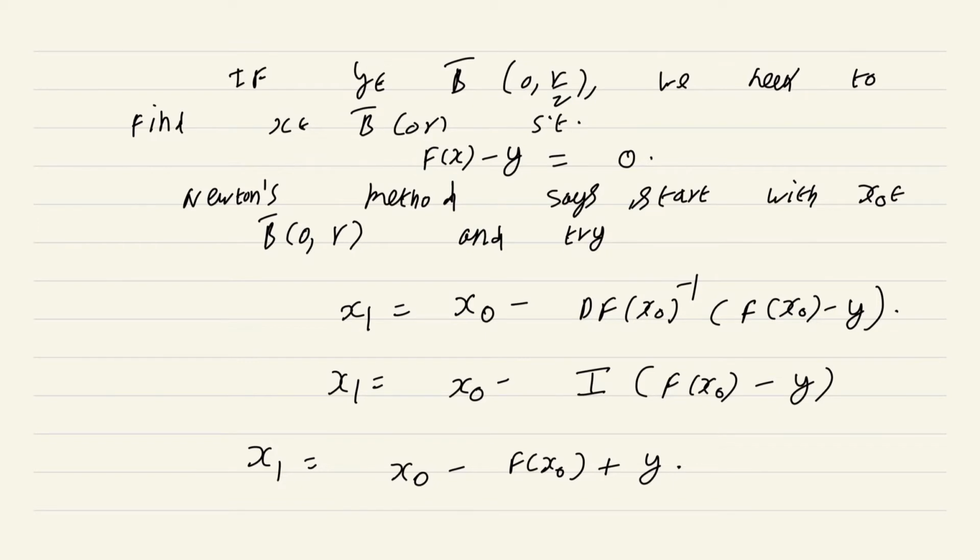Now what we are going to do is turn this inspiration into a rigorous proof in the following way. So we define a function, which we call h y. This function starts from B0R closure, and I will just leave the codomain blank for the moment.